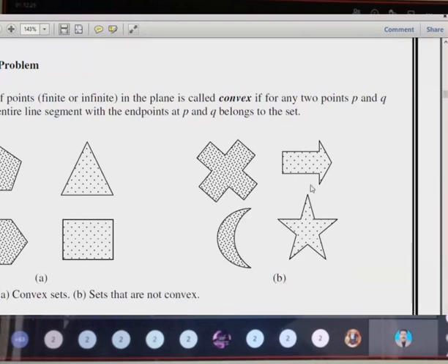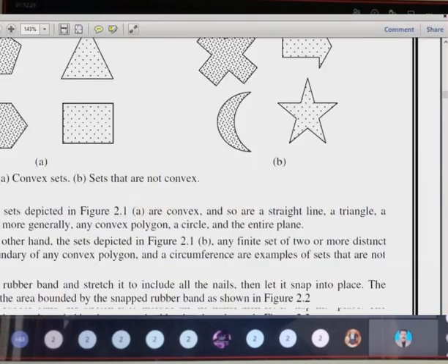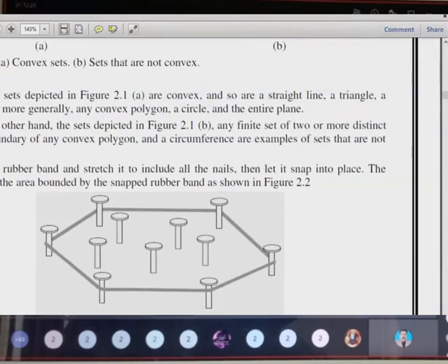The next shapes are not convex sets. The first four are convex sets, and the next are the sets that are not convex. The examples for convex sets are right line, triangle, rectangle, convex polygon, and circle.